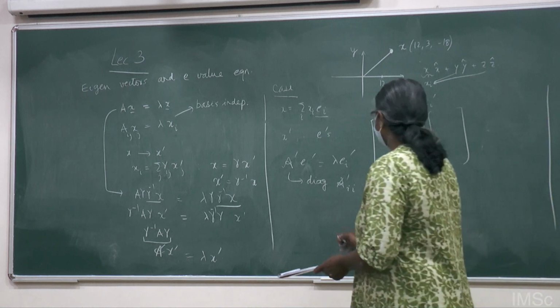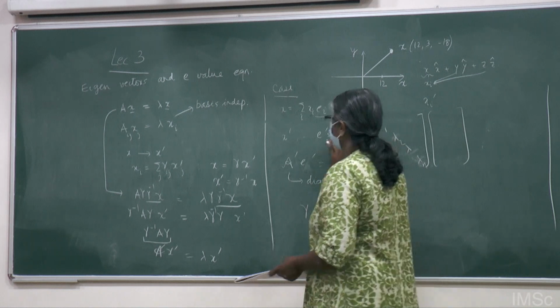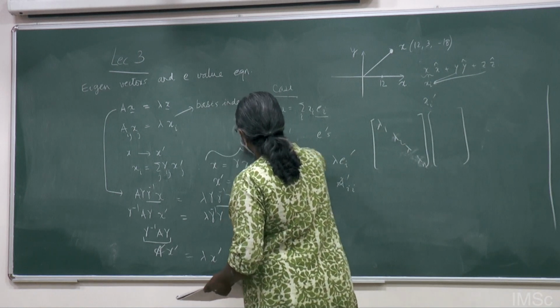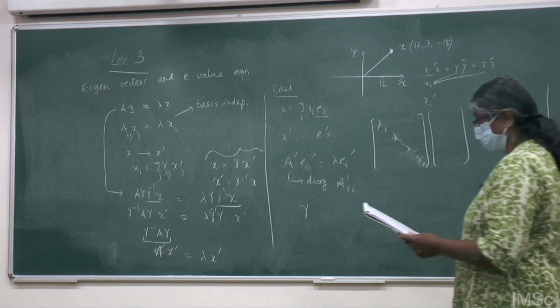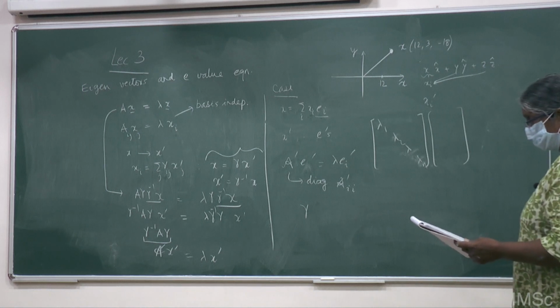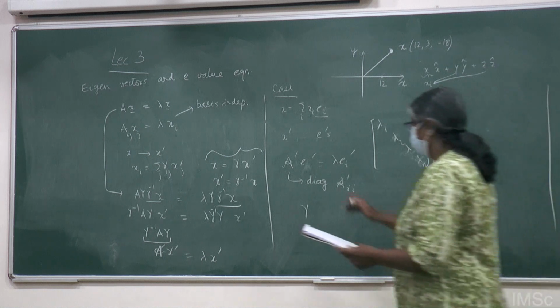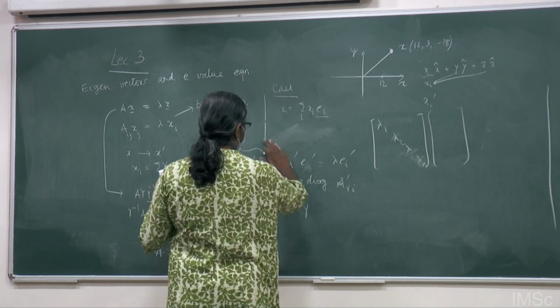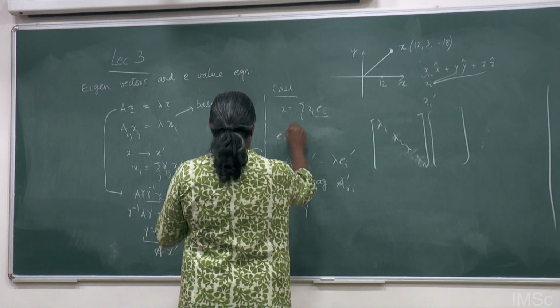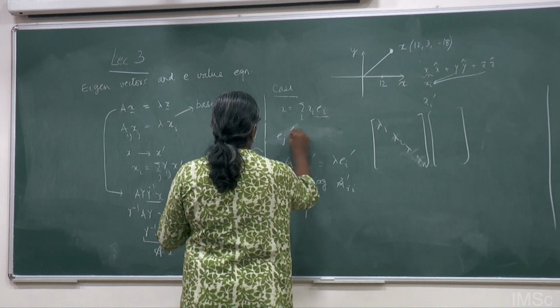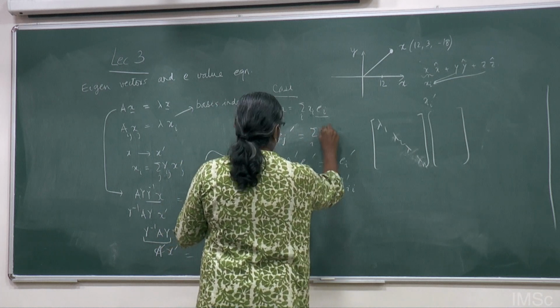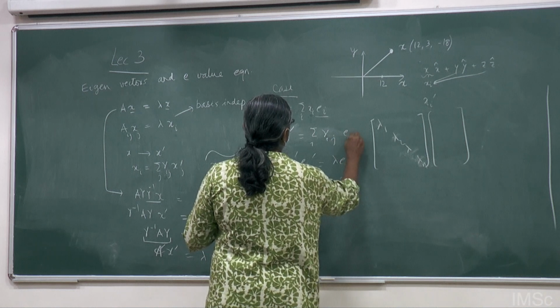Apart from that, what is this particular gamma, which I have written here? It is written in terms of, let me write that equation, E_i prime or E_j prime is equal to gamma_ij E_i, right?